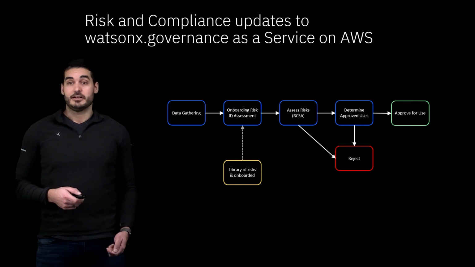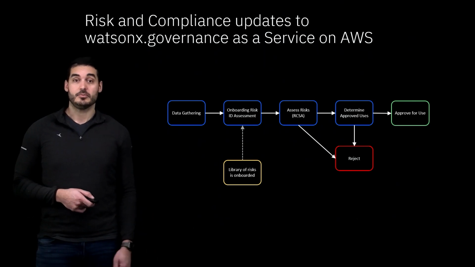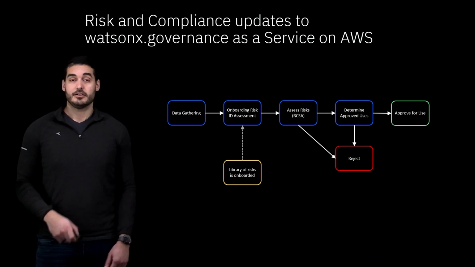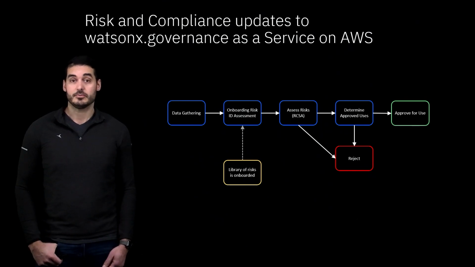Once that process is done, and by the way, throughout this process, we also have the ability to reject the use case. Maybe at this stage, if the risks are deemed by the organization to not be within their risk tolerance, we can reject the model and maybe onboard a different model instead.